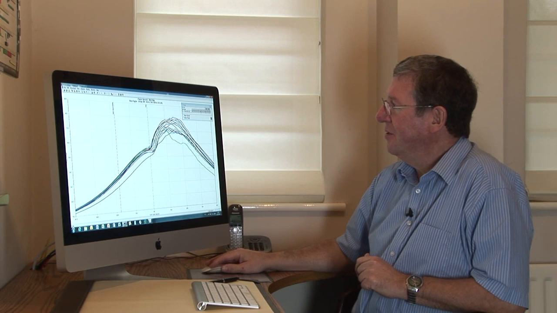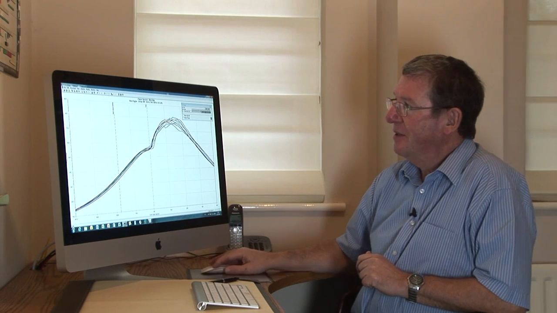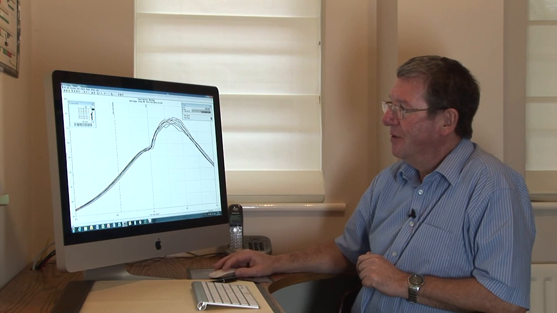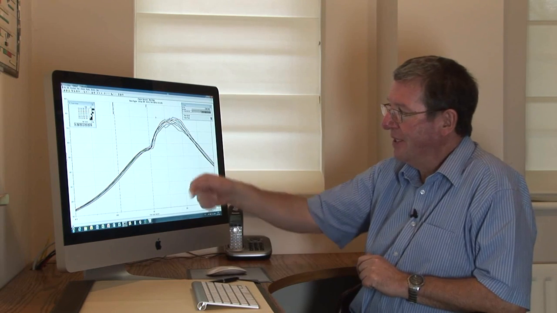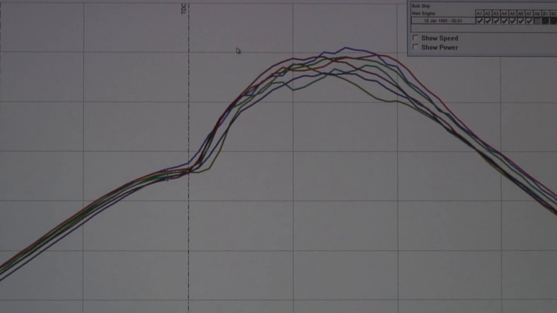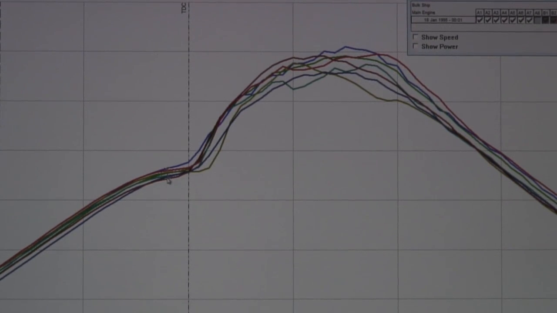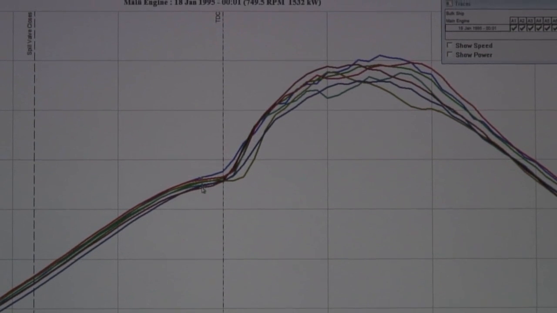I'm going to select just the A bank and put a cursor on the traces, and I'm going to move the cursor to the left so that it's just before any ignition point. The cursor is now positioned just here. This is a good place to compare the compression levels before the ignition has taken place.